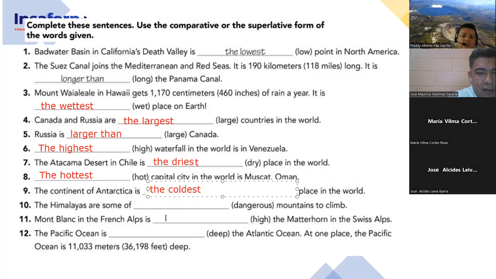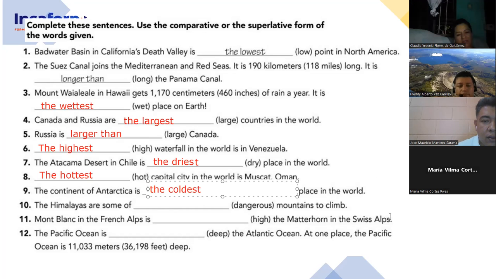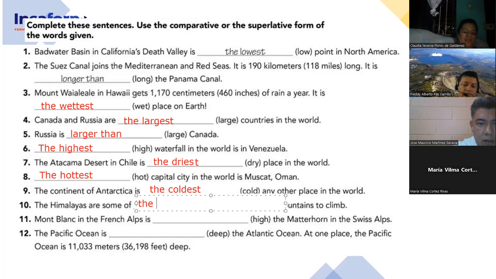Everything is dead. The Himalayas are... comparative or superlative? Superlative. Oh, okay, very good. So, which one is here? The most dangerous. Dangerous. Very good. Okay. Dangerous. Jesus, I thought I was writing, but that's not the case. I'm sorry. Yeah, my bad. Dangerous. Yep, right. The most dangerous. Very good.